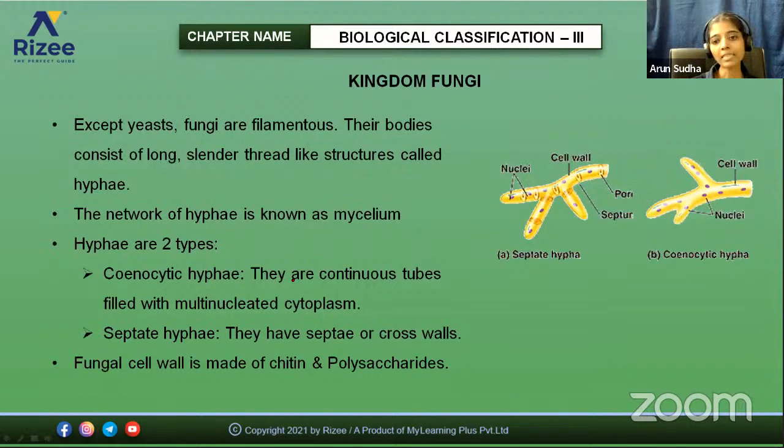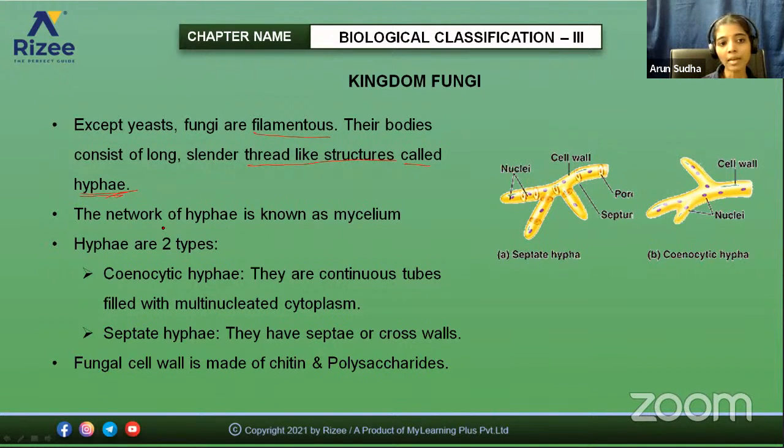And then we'll see about the structure of fungi. What do you know about the structure of fungi? Except yeast, which differs from the other fungi in many ways, fungi are filamentous in structure. Their bodies consist of long, slender, thread-like structures called hyphae. This thing you have to know clearly.